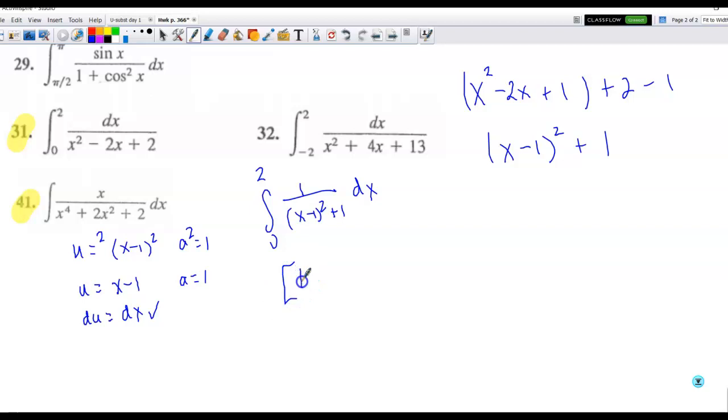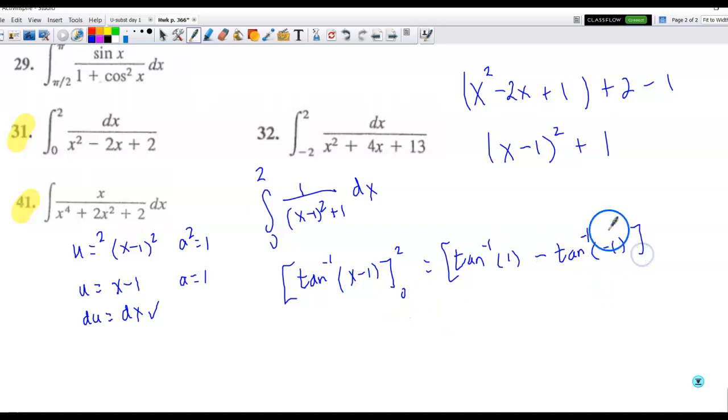Inverse tangent of u over a, my u is x minus 1, and that's over 1. Evaluated in this case from 0 to 2. So inverse tangent of 2 minus 1 is 1. And, upper bound minus lower bound, inverse tangent of substitute 0, I get negative 1.